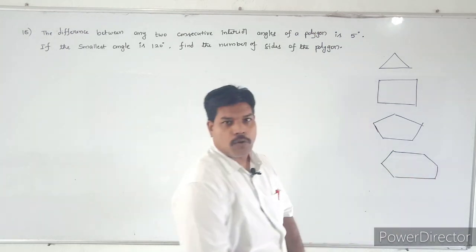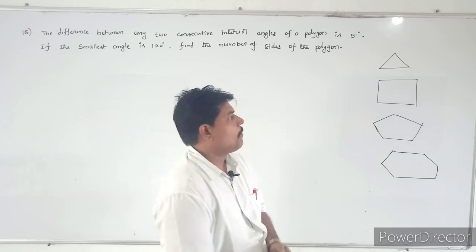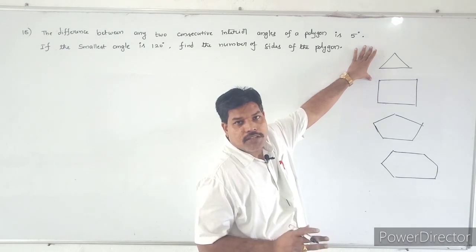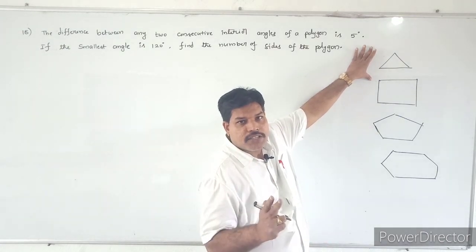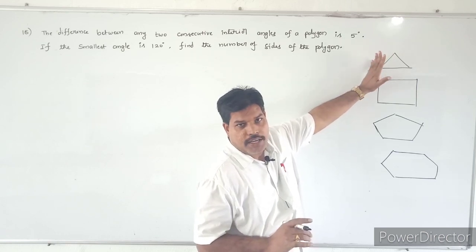So this is also a closed figure. That means, what is a polygon? A polygon is a closed figure. So what is the smallest polygon? That is a triangle. Why? Because if you take any two sides, you can't get a closed figure. So the smallest one is the triangle only.